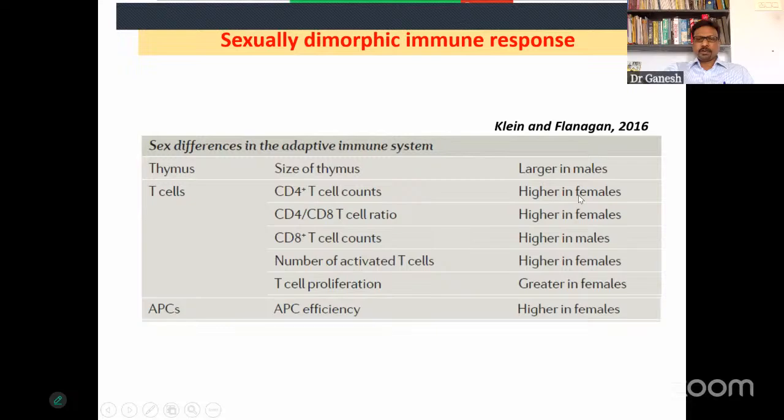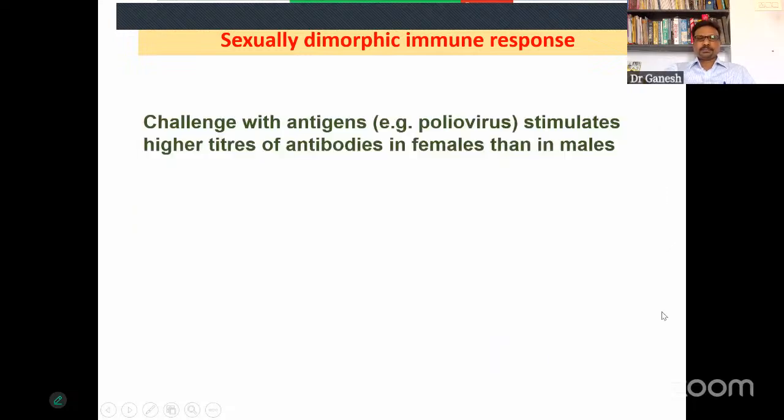Their number is high in females, and even the CD4 CD8 T cell ratio is also higher in case of the females, and the number of activated T cells are also higher in case of females. T cell proliferation capacity is also greater in females, and antigen presenting efficiency is also higher in case of the females. So because of all these reasons, in general, the females are capable of exhibiting highest immune response compared to the males. If there are any challenge with antigens like the poliovirus, it can stimulate the higher titers of antibodies in females than in case of males.